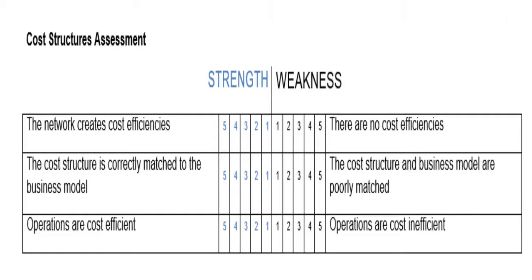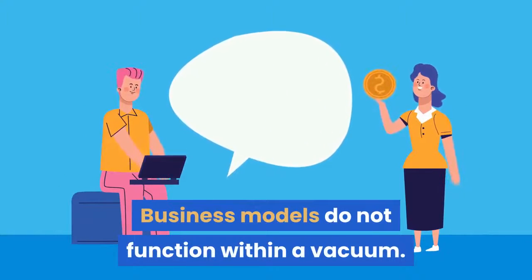Cost structure assessment. The network creates cost efficiency versus there are no cost efficiencies. The cost structure is correctly matched to the business model versus the cost structure and the business model are poorly matched. Operations are cost efficient versus operations are cost inefficient.